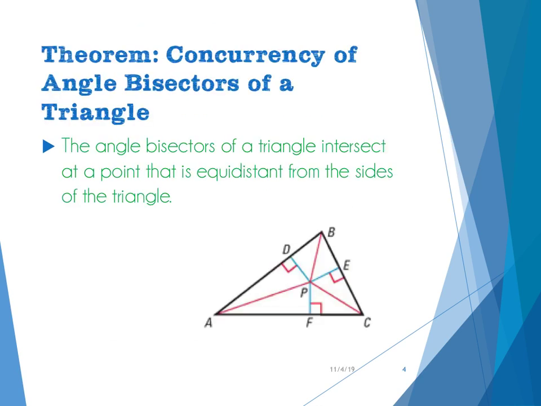And the theorem that is the concurrency of the angle bisectors of the triangle says the angle bisectors of a triangle intersect at a point that's equidistant from the sides of the triangle. So just like with perpendicular bisectors, we have a point of concurrency. This time it is equidistant from the sides of the triangle. So these little blue lines show the distance from that point to the sides of the triangle. And in this case, they would all be congruent. So PD would equal PE and PF.